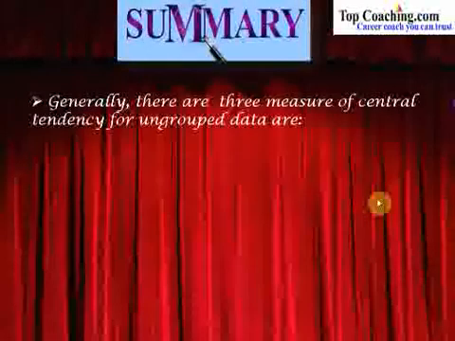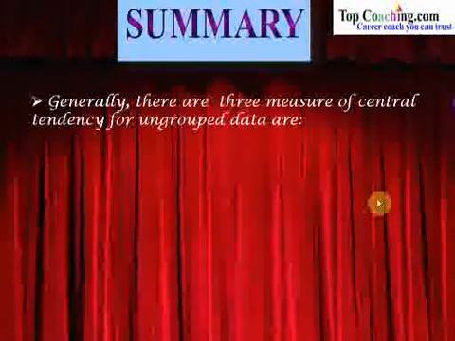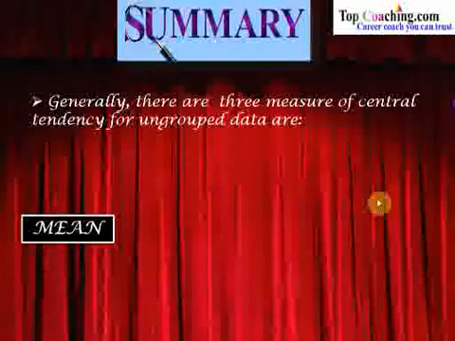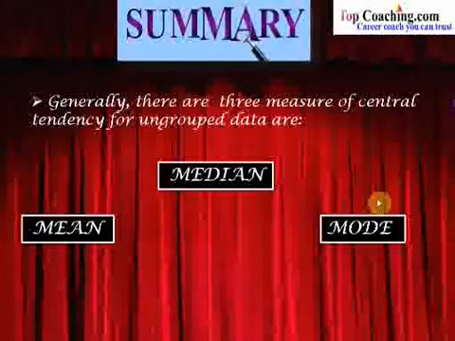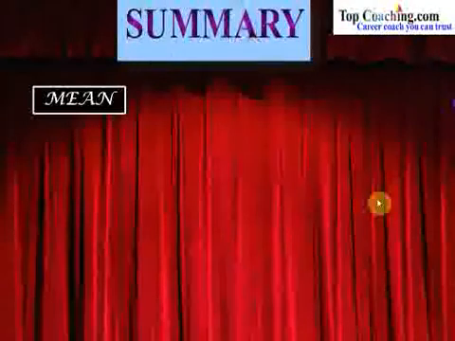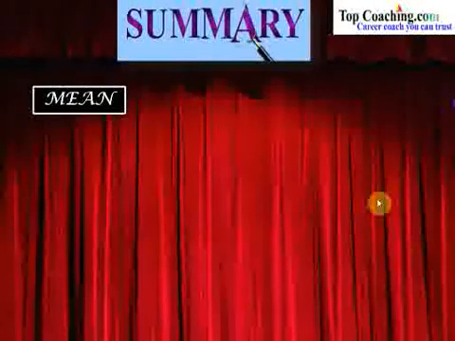Generally, there are three measures of central tendency for ungrouped data: mean, median, and the last one is mode. Now, what is mean? It is nothing but just the average of the numbers.